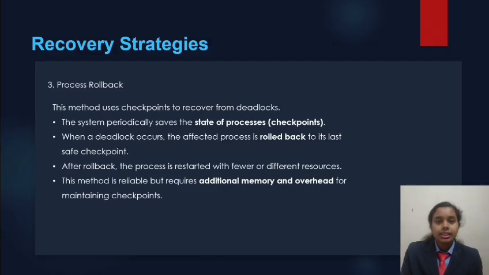The third recovery strategy is process rollback. This method uses checkpoints to recover from deadlocks. It periodically saves the state of processes. When a rollback occurs, the affected process is rolled back to its last saved checkpoint. After rollback, the process is restarted with fewer or different resources. This method is reliable but requires additional memory and overhead for maintaining checkpoints.